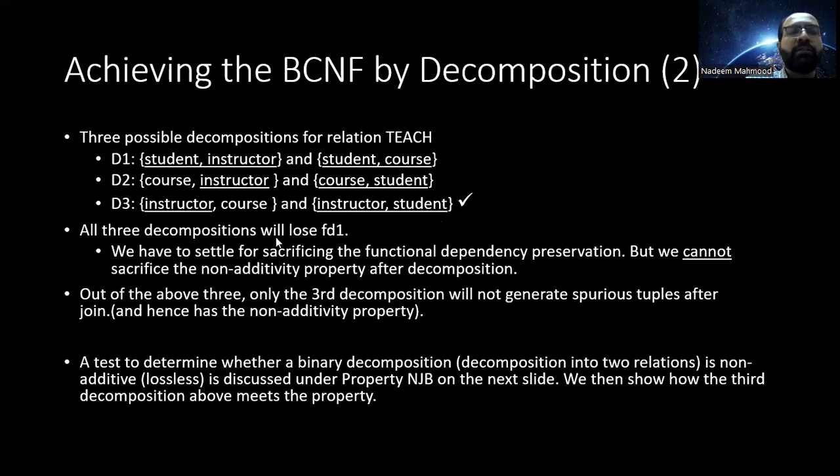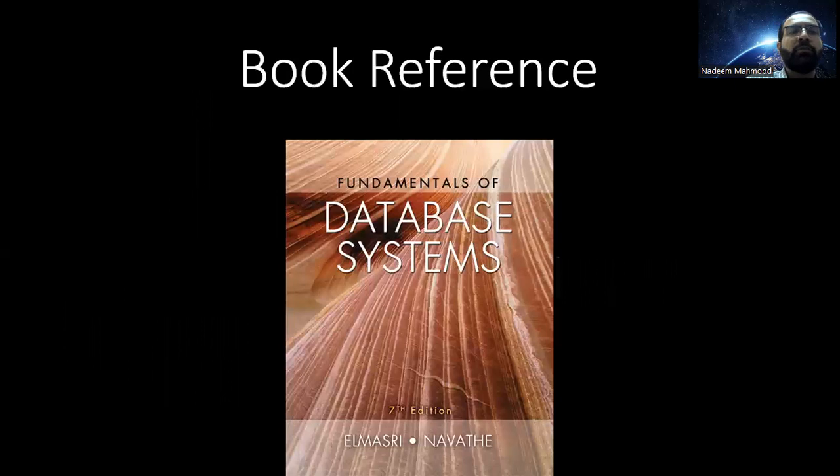All three combinations will lose FD1, so we have to settle for sacrificing the functional dependency preservation, but we cannot sacrifice the non-additive property after decomposition. Out of the above three, only the third decomposition will not generate spurious tuples, the tuples which we do not require. Therefore, we go for the third option. In that manner, we can apply the Boyce-Codd normal form to the given relation.